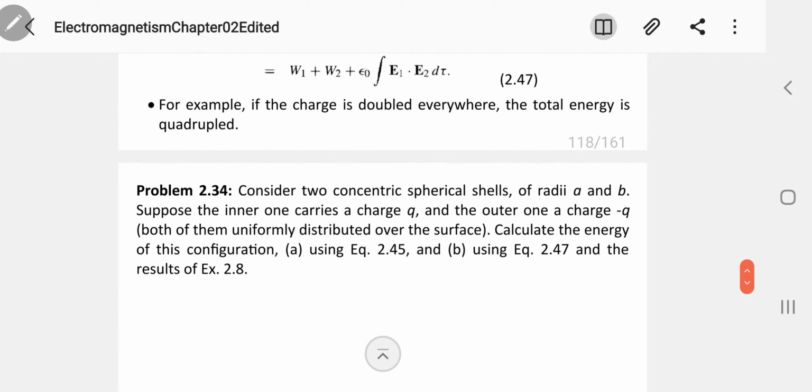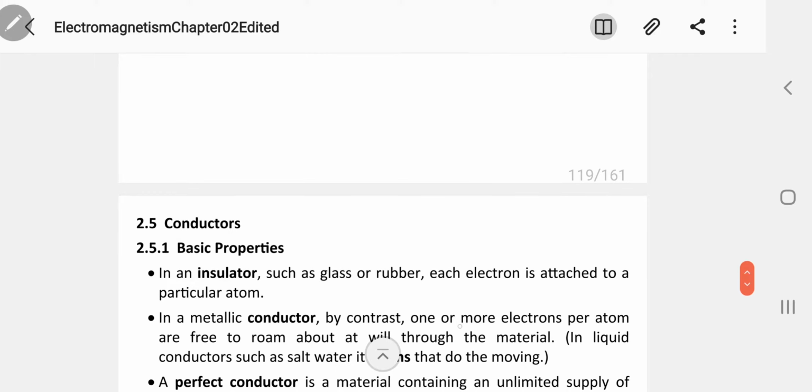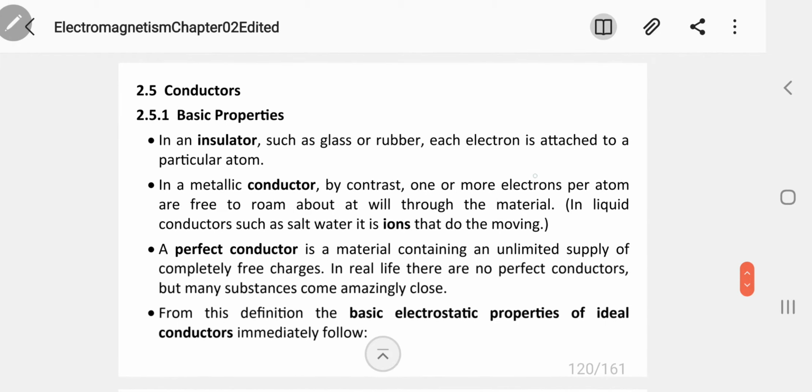So you can do this problem here, 2.34, screenshot it. So let's now go to conductors. What are conductors? What are insulators? You have insulators like plastics, for example. But I'm talking about ordinary plastics.